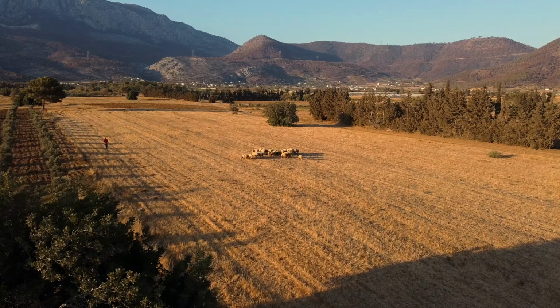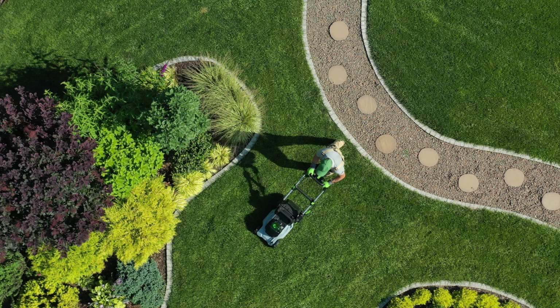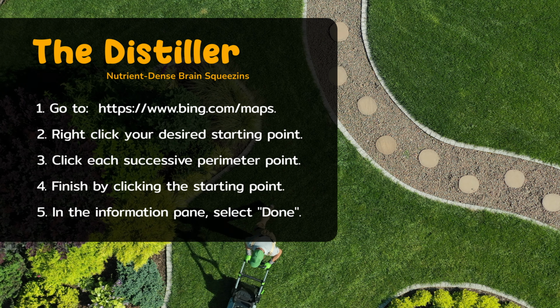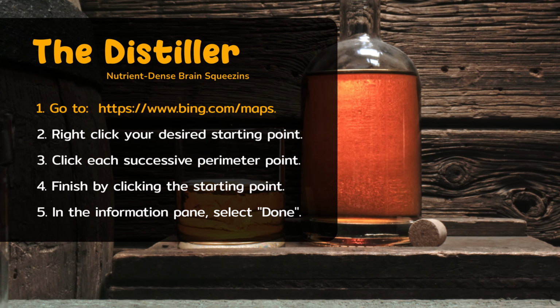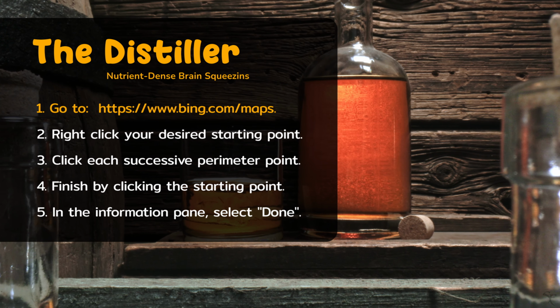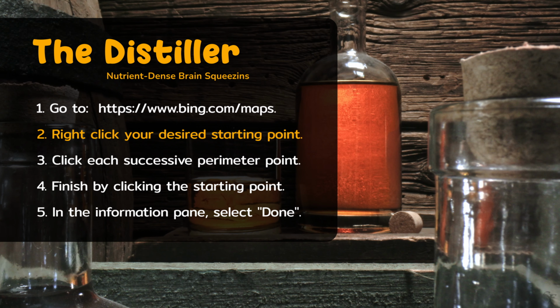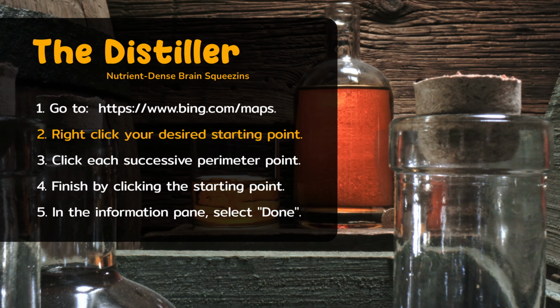When working on a project for a yard, field, or lawn, it's important to obtain valid area totals. To quickly and easily determine square footage, the distillation is: go to bing.com/maps, enter a place of interest in the search bar, resize the area for your screen, and right-click on a perimeter starting point of your choosing.